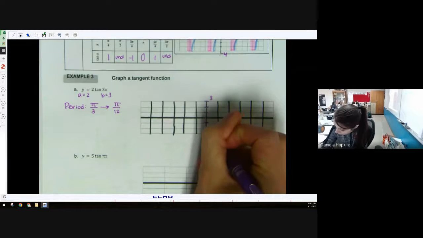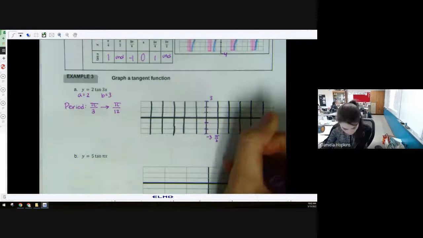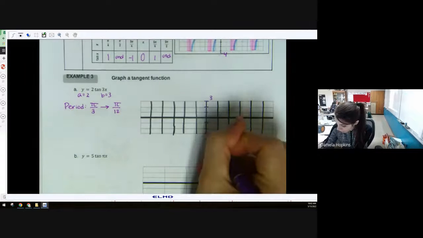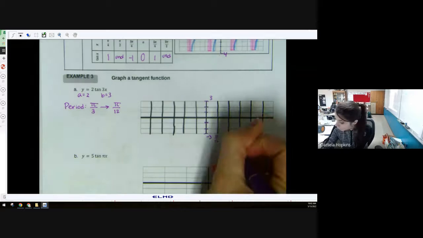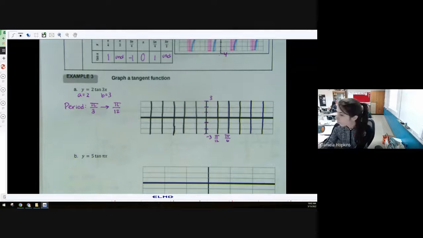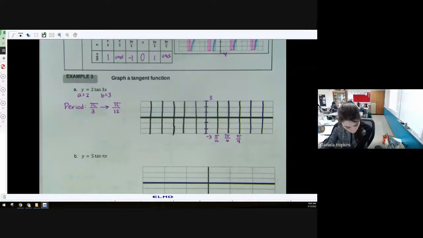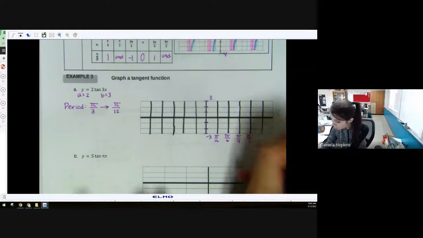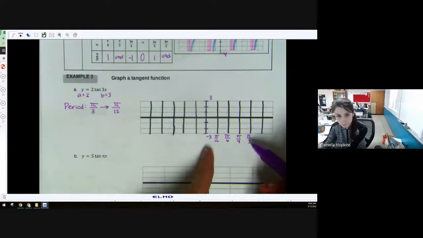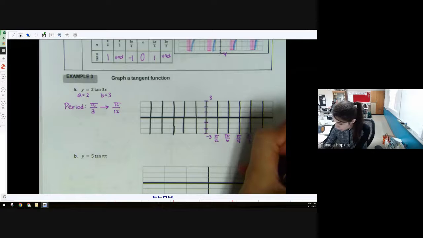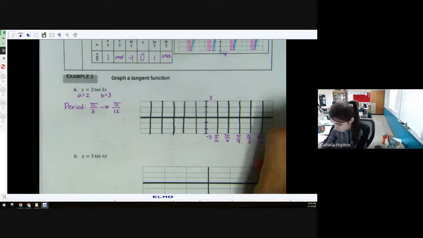So this is going to be pi over 12, excuse me. This would be 2 pi over 12, which reduces to pi over 6. 3 pi over 12 would reduce to pi over 4. 4 pi over 12 would reduce to pi over 3. So this chunk right here is going to be one whole period. And then 5 pi over 12 would be my next one. And then 6 pi over 12 would reduce to pi over 2.